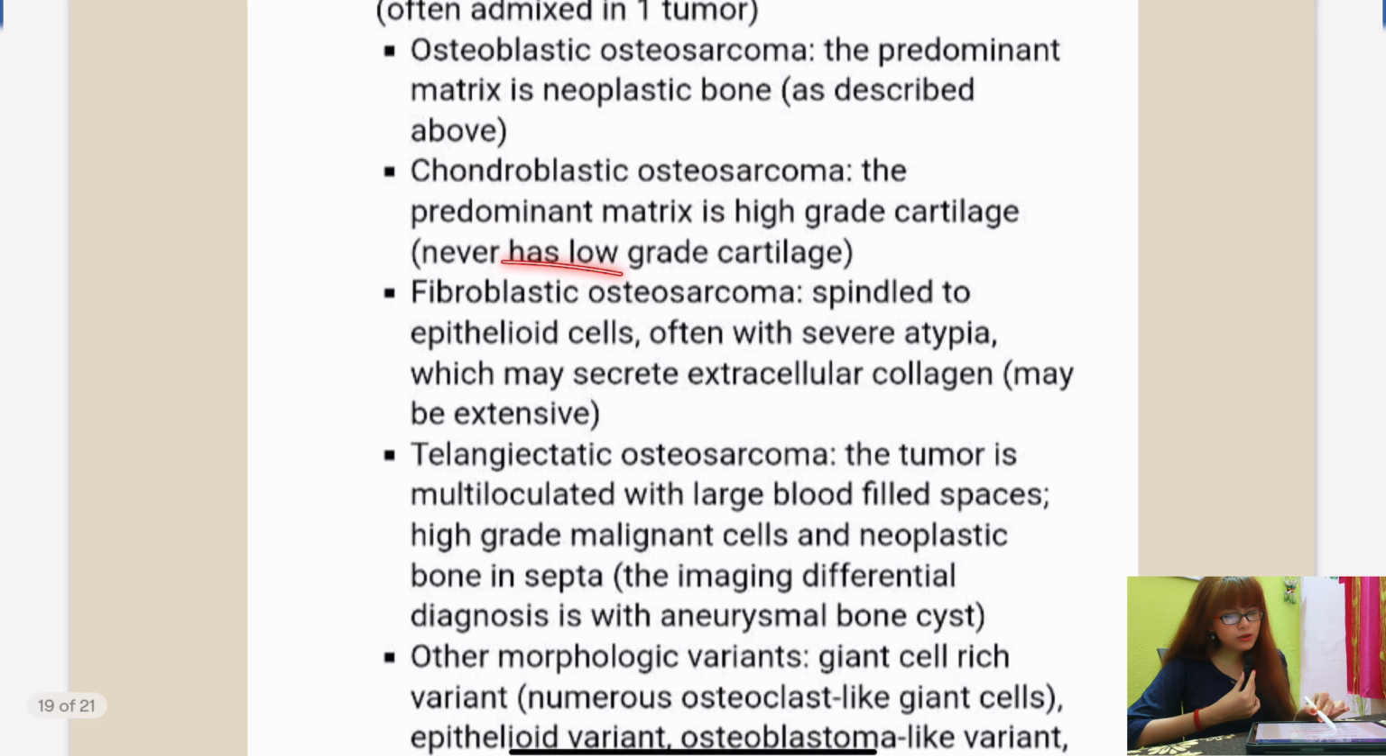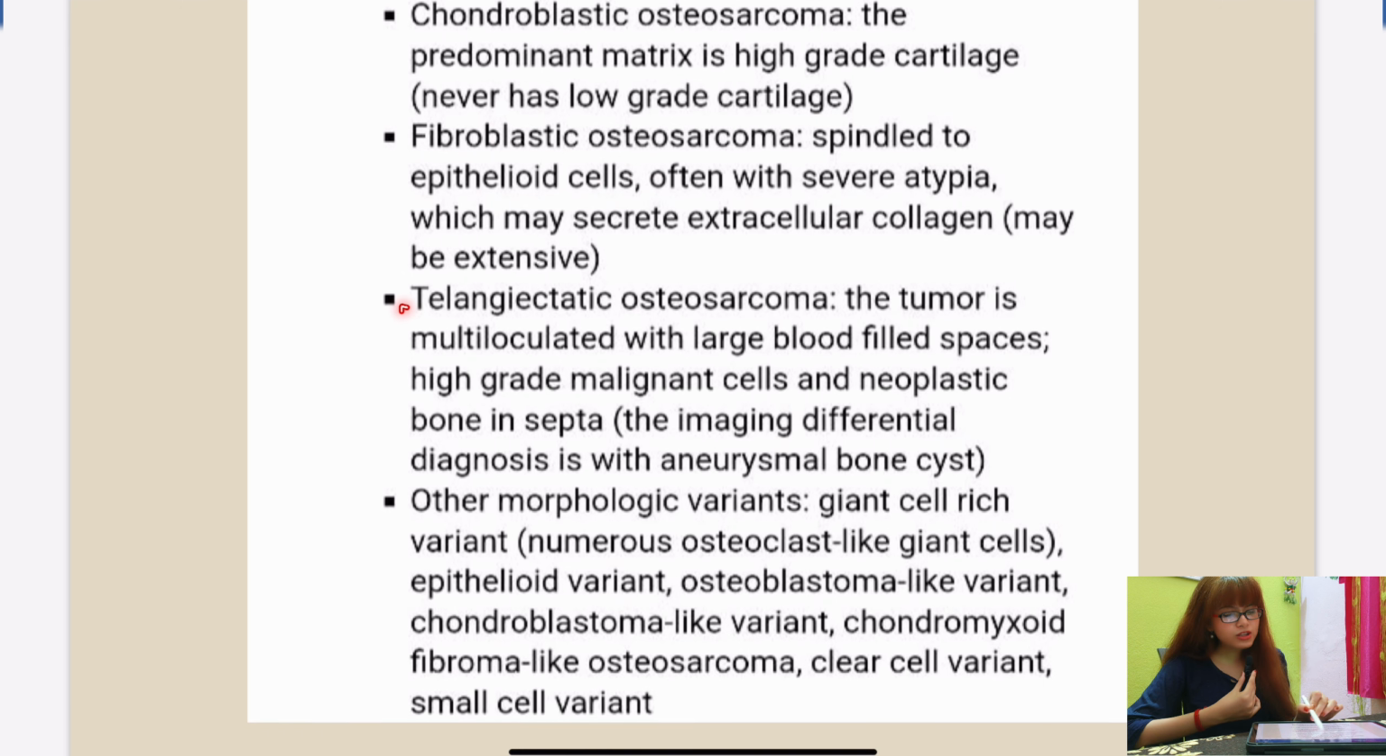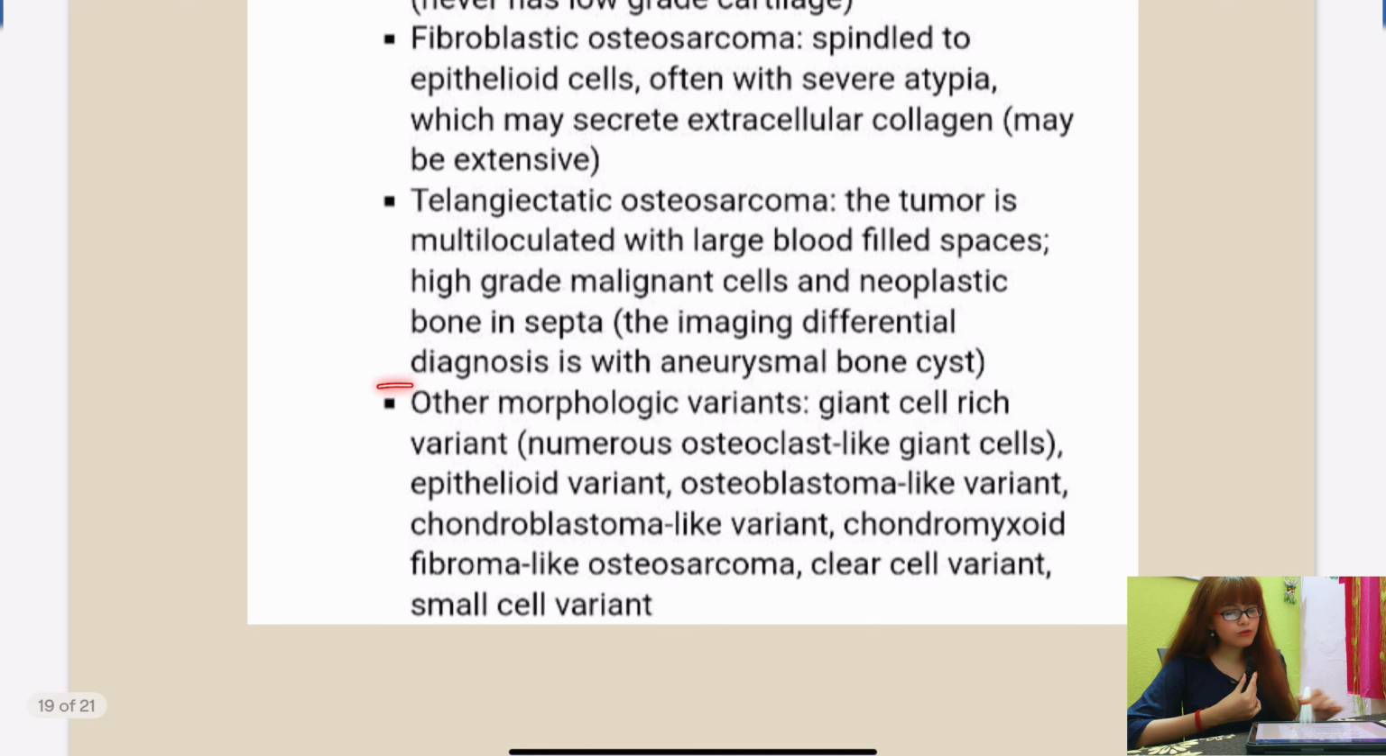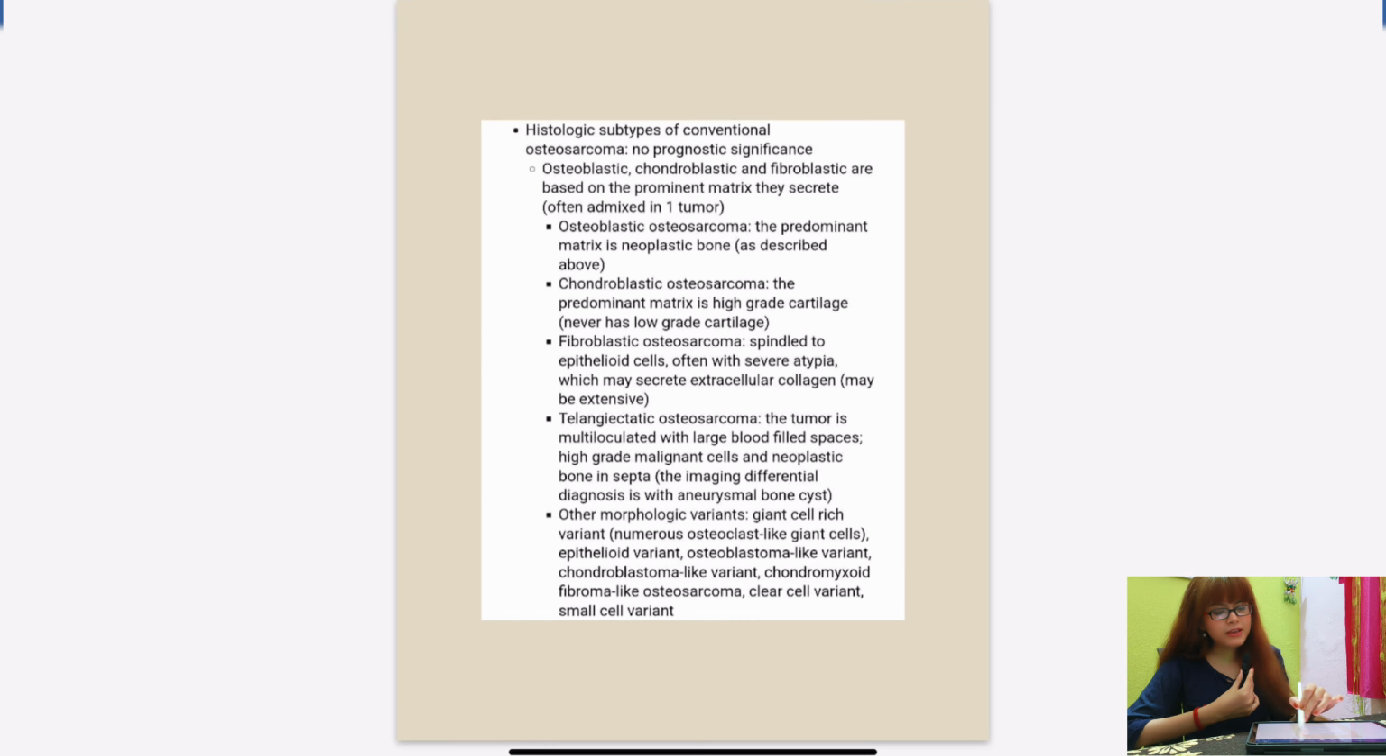In case of fibroblastic osteosarcoma, the deposition is basically fibroblast or spindle to epithelioid cells. Telangiectatic osteosarcoma, obviously, has blood filled spaces. And these are the other morphologic variants. You can also have giant cell rich variant, epithelioid variant, osteoblastoma like variant, chondroblastoma like variant, chondromyxoid variant, clear cell variant, small cell variant. So these are all the histologic types based on the kind of deposition that is happening.